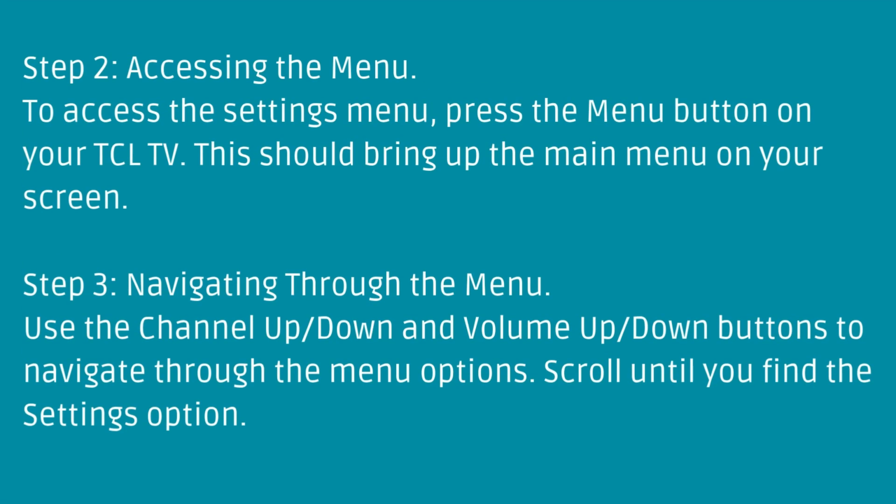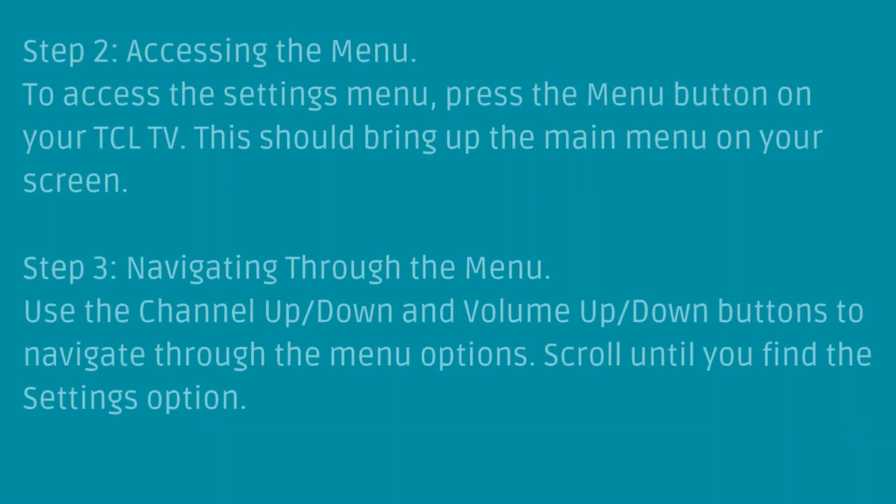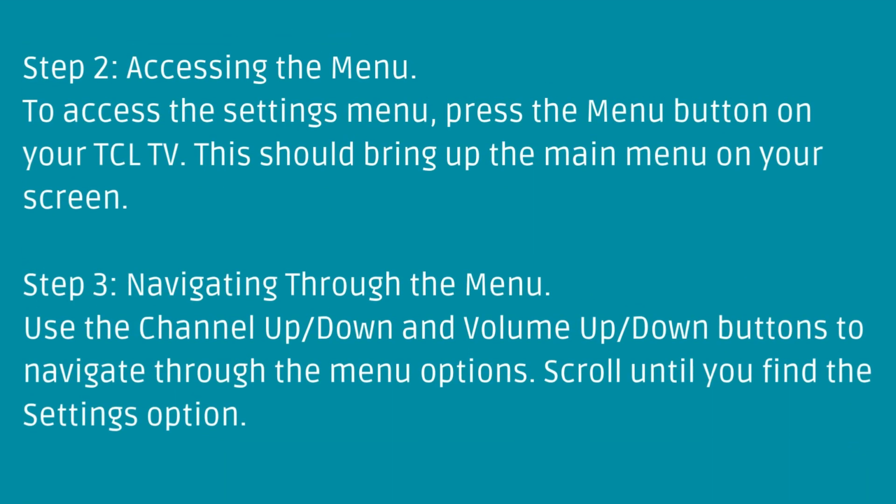Step 2. Accessing the menu. To access the Settings menu, press the Menu button on your TCL TV. This should bring up the main menu on your screen.